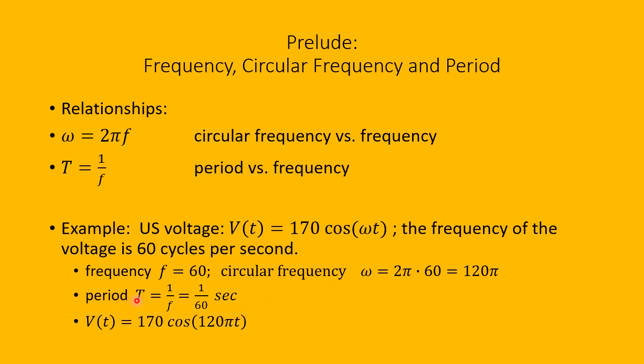The period, capital T, is 1 over the frequency, and that's 1/60th of a second. Remember that the frequency was 60 cycles per second, and cycle isn't really a unit, so it's 60 per second. 1 over 60 per second is 1/60th of a second, bringing that division by seconds from the denominator out to the numerator as just a multiple of seconds. So V of t then is going to be 170 cosine 120 pi t.